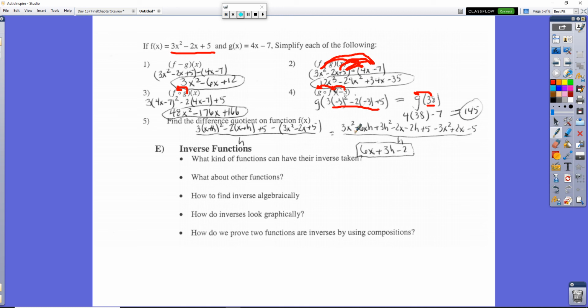And then a lot of the stuff here cancels out. 3x squareds cancel out. The 2x's here cancel out. The minus 5 and the plus 5 cancel out. So all the things that are left have h's in them, which is nice because you have to divide by h. Final answer here, 6x plus 3h minus 2. And that represents your instantaneous rate of change, which is what you get from the difference quotient.